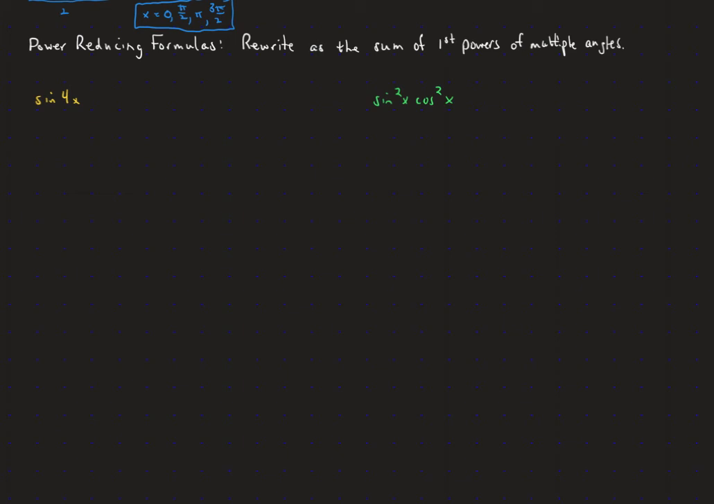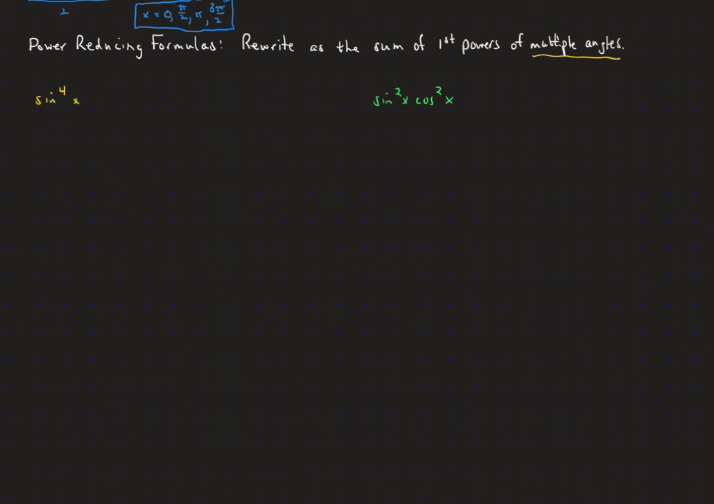I'm sorry, I didn't write that right. Let me fix that. That's sine to the fourth of x. So we want to reduce the powers so that we have only first powers, and in exchange what we'll get is maybe a sine of 2x or a cosine of 3x or something like that, something that has what we call multiple angles. But the idea is if it's a first power, it's going to be much easier to do calculus with. That's the basic idea.